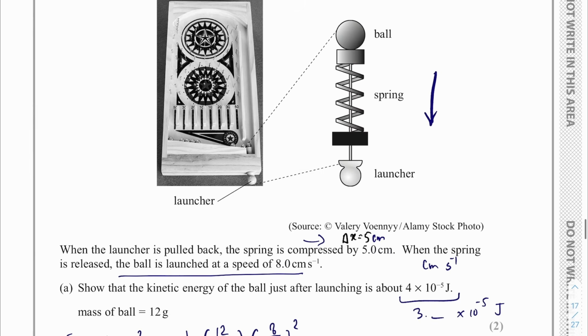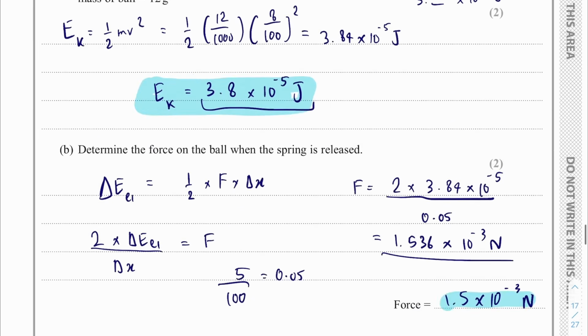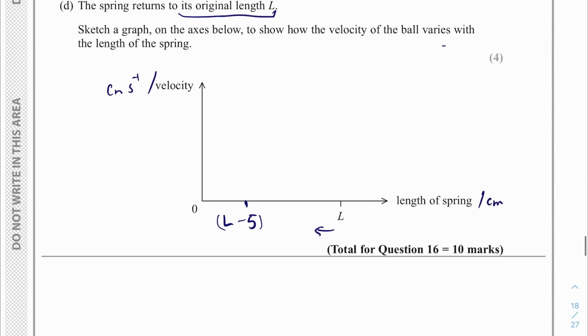And then it's launched at a speed of 8. So by the time it decompresses to L, we should be around 8. Not 8 centimeters, but 8. So over here, at when it's L, we should be around 8. Okay, so is it a straight line? No, it's not a straight line. It's actually a parabolic motion because you're exponentially increasing your speed. So it looks something like this.